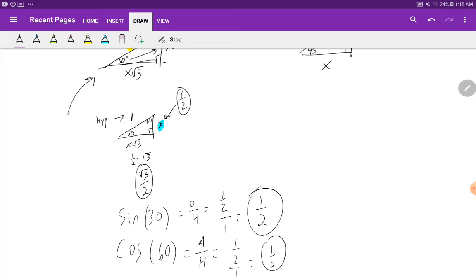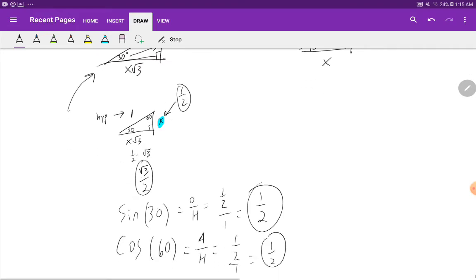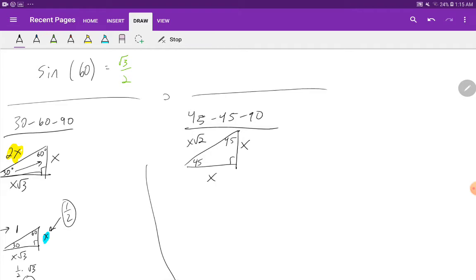So if you saw the other video already, remember how I said the sine and cosine values flip when you go from 30 to 60? This is why. It fulfills all of this. It all comes from this 30-60-90 idea. And you can do the same thing with the 45-45-90 idea.